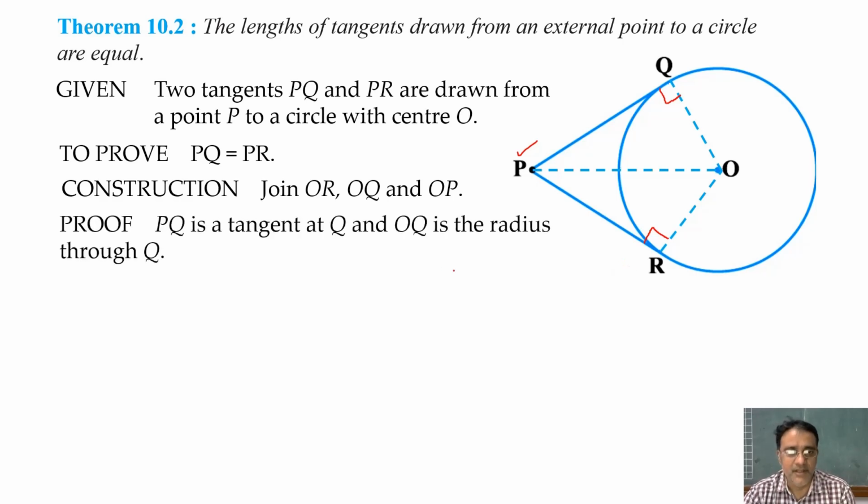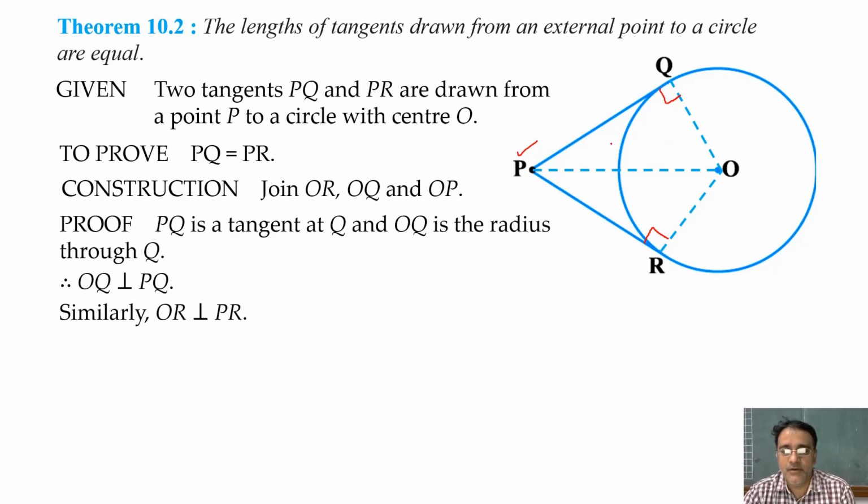Very good. Okay, so PQ is a tangent at Q and OQ is the radius through Q. So therefore OQ is perpendicular to PQ, or we can say that the tangent is perpendicular to the radius. Similarly, OR is perpendicular to PR. That means these two angles are 90 degrees.